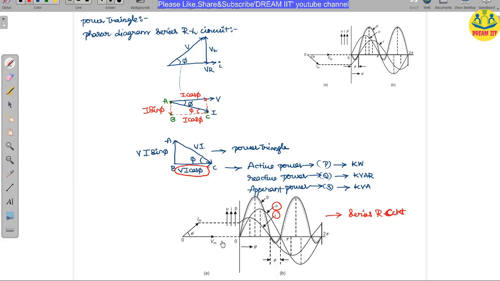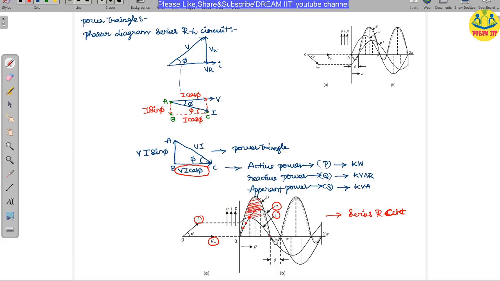Why am I saying series RC circuit? Because the current is leading with respect to voltage. Whenever you see the voltage and current here, this is the power waveform. I am highlighting the power during this period. At this point, if you observe clearly, the voltage and current are both positive. That's why you are getting a positive power.